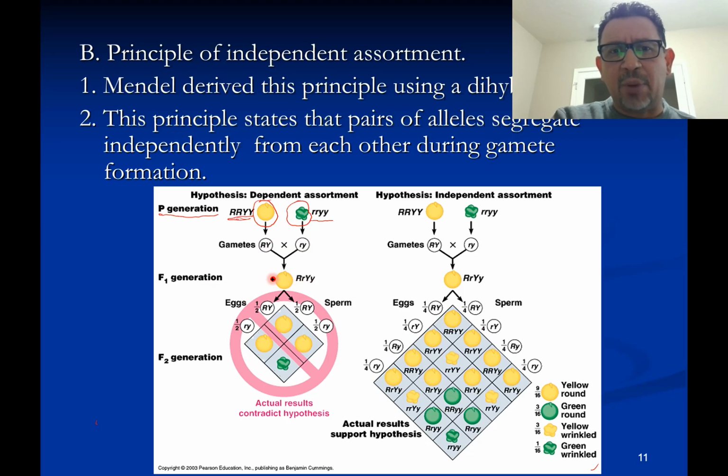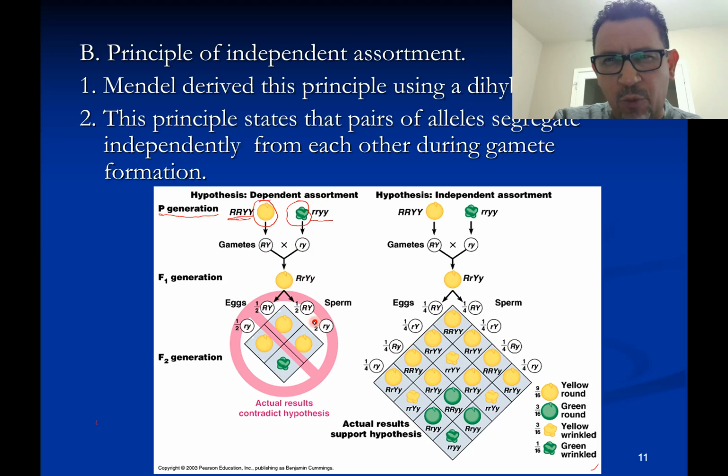And so we can develop a hypothesis here. As you can see in this illustration, let's develop a hypothesis that there is dependent assortment. That somehow in the formation of the gametes for these F1 individuals, the capital R's always find a way to connect with the capital Y. In that case, capital Y and capital R go together into one gamete, and the lowercase r and the lowercase y goes together into another gamete. And so the eggs produced will have either 2 dominant alleles or 2 recessive alleles, and the same for the plant responsible for producing the sperm.